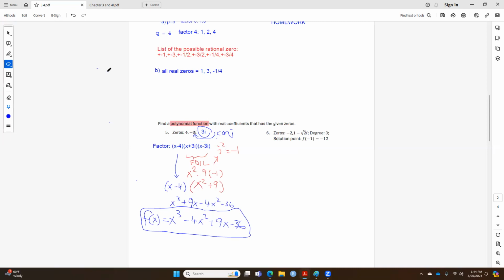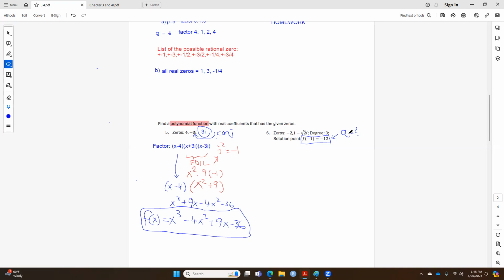So question 6 is kind of similar to it, but the only thing that is different is they give you the zeros and they tell us that it's a degree of 3, meaning that your power is 3. The only difference here is they give you this solution point. Okay. What is this solution point? This solution point is to figure out a_n, or a in this case. Okay. So what that means is I can multiply this whole thing with a. You still get the same zeros in this case.